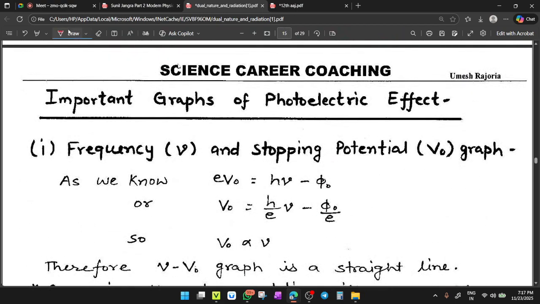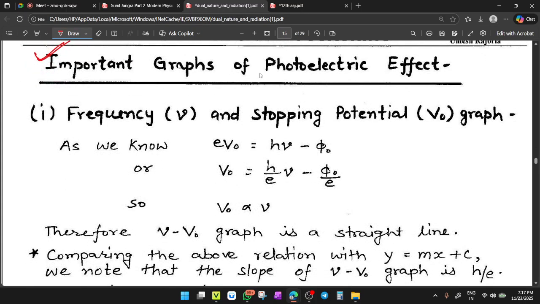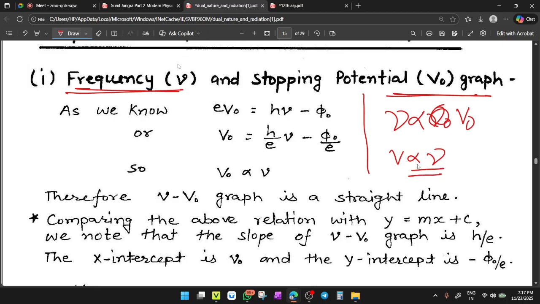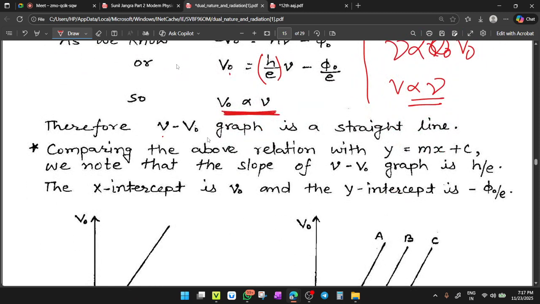Now, students, important graphs. Some of them we already have covered. First important graph, of the photoelectric effect, is frequency and stopping potential. What we have learned is that stopping potential is directly proportional to frequency. We already have derived this equation: V naught equals h nu upon e minus phi naught upon e. So if you relate, V naught is directly proportional to nu. Therefore, the frequency and stopping potential graph is a straight line.